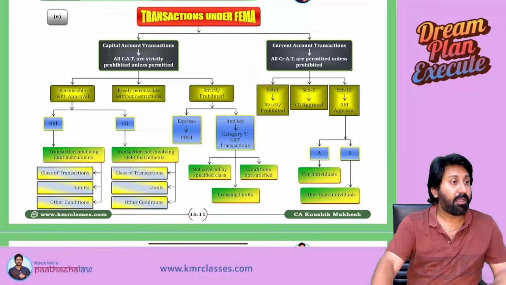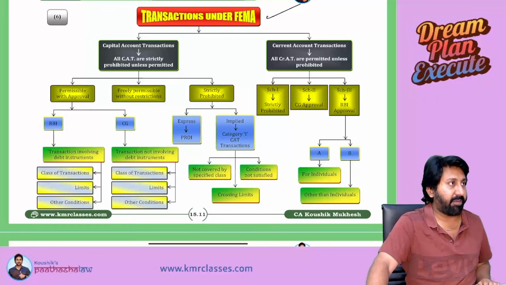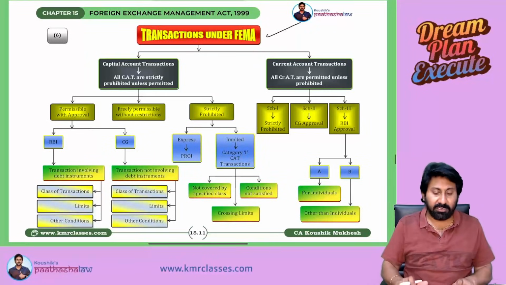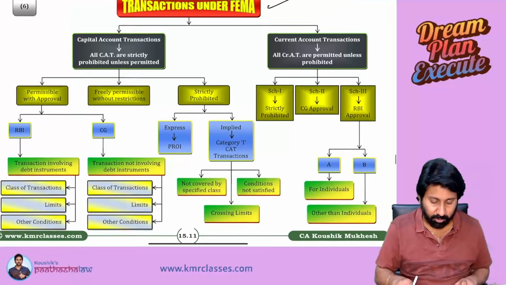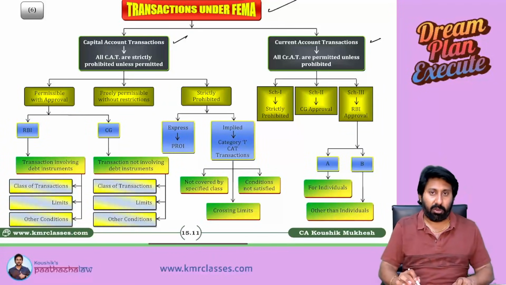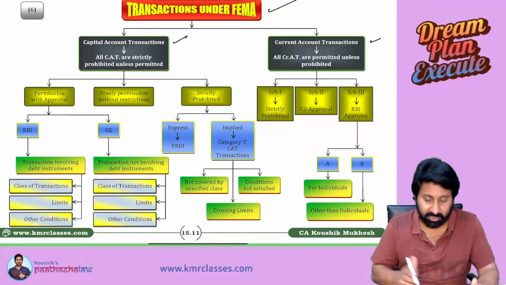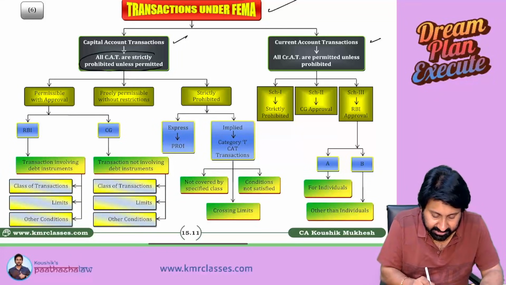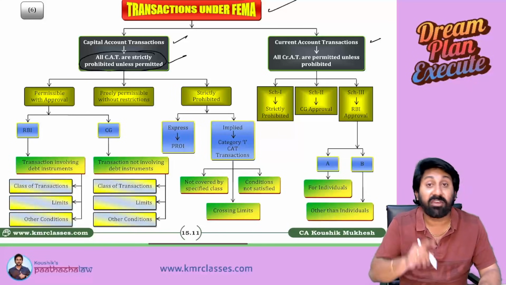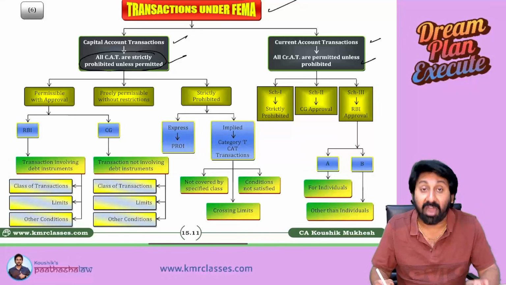Next one. Transactions in FEMA. Let's make a super fast revision from now. Listen carefully. So let us begin. Transactions under FEMA. There are two types of transactions, which is capital account and second one will be current account. So first thing, let us understand the nature of both. All capital account transactions are strictly prohibited unless permitted. All current account transactions are permitted unless prohibited.